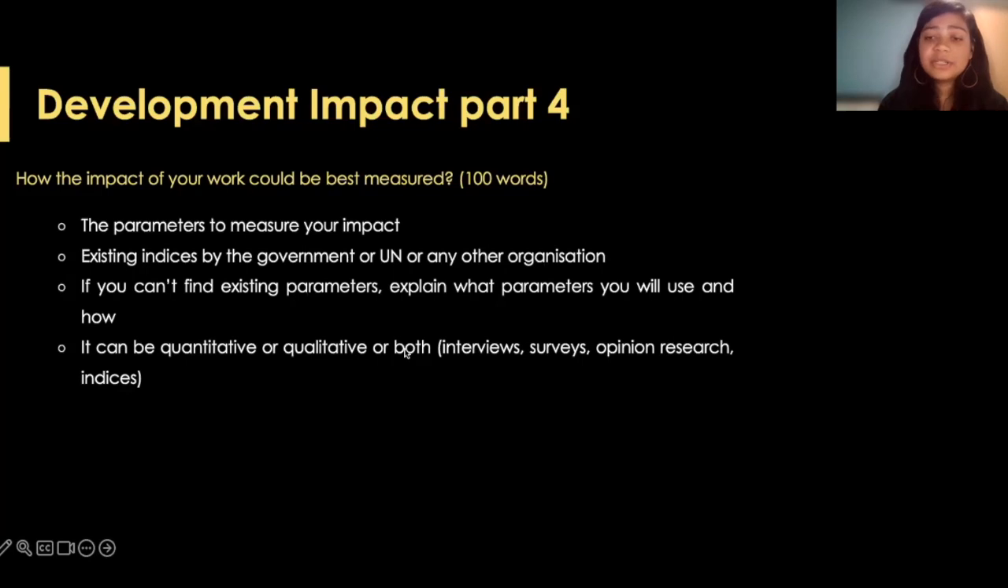Of course, it can be qualitative, it can be quantitative, it can be a combination of both, right? So there are lots of ideas here. This reminds me of how when you're doing your research, for instance, especially for your dissertation and research projects, you always have to find ways wherein you're measuring your impact. So it's sort of similar to that, right? So yeah, moving on.